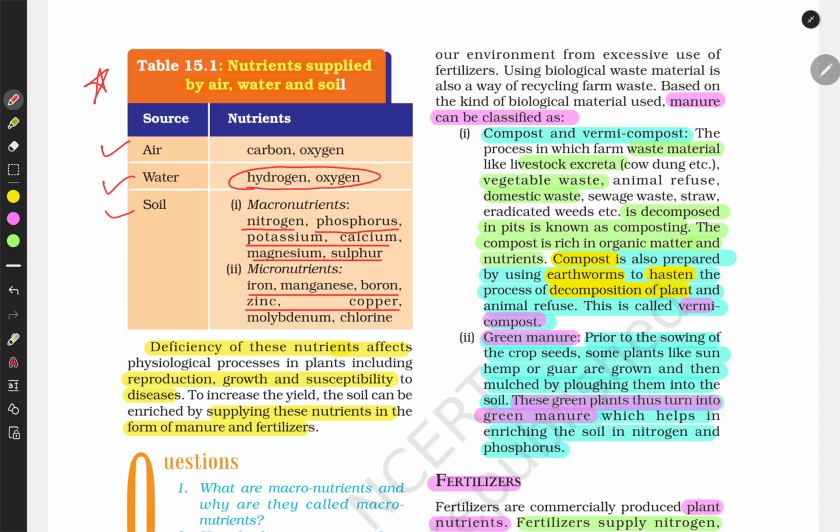Here is a chart which discusses the nutrition supplied by air, water, and soil. Air supplies carbon dioxide and oxygen, that is carbon and oxygen, and water supplies hydrogen and oxygen. Soil supplies nutrients like nitrogen, phosphorus, potassium, calcium, magnesium, and sulfur.